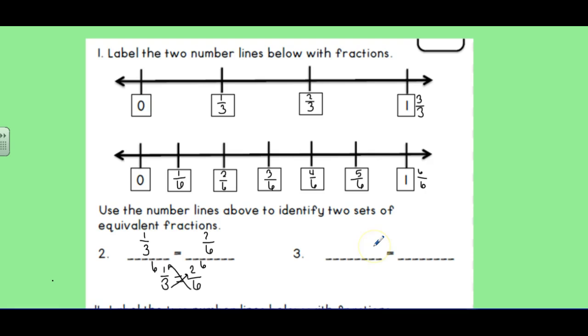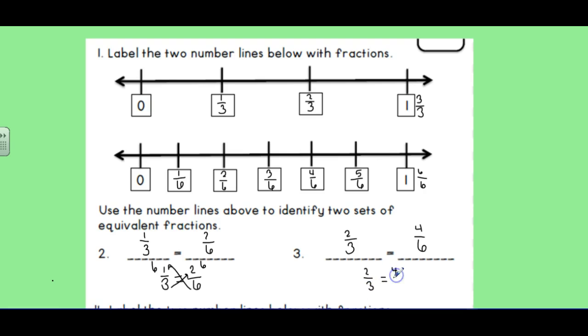Okay, now we're going to move on to number 3. I'm going to go on to the next fraction on the thirds number line, and I'm going to see that this is 2/3, and if I go directly below it, I see 4/6. So now for number 3, we're going to put that 2/3 is equal to 4/6, and the reason that these are equal to one another, or they are equivalent, is because they're at the same place on their number lines. And once again, let's double check our answer by bringing 2/3 down here, and it's equal to 4/6.